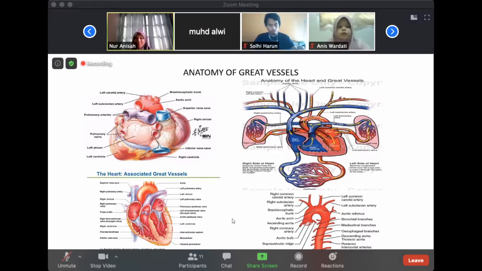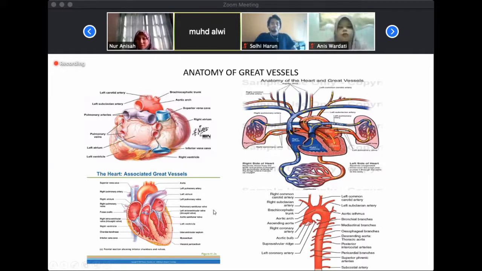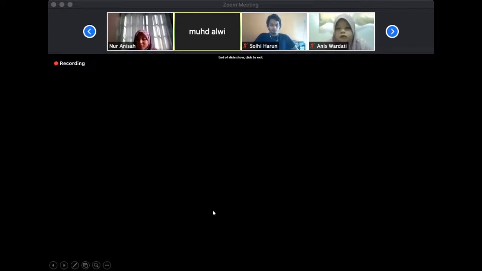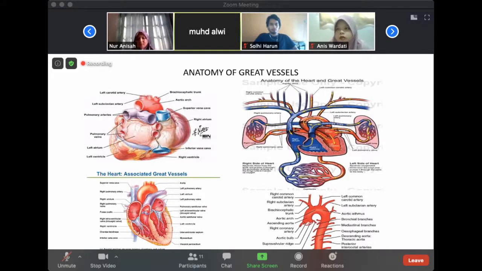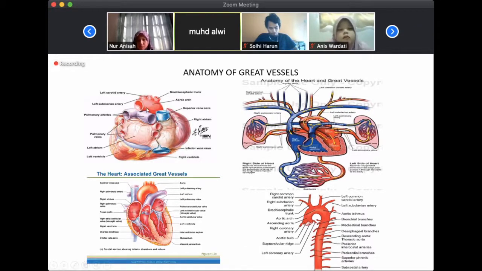Okay, so let's briefly go one by one and look at the site of pathology. So let's go to the first, the aorta. So where is PDA usually?